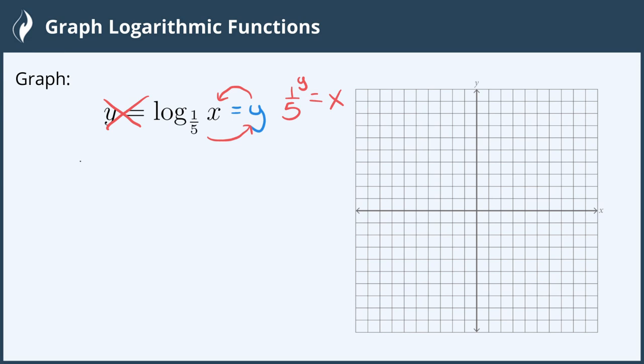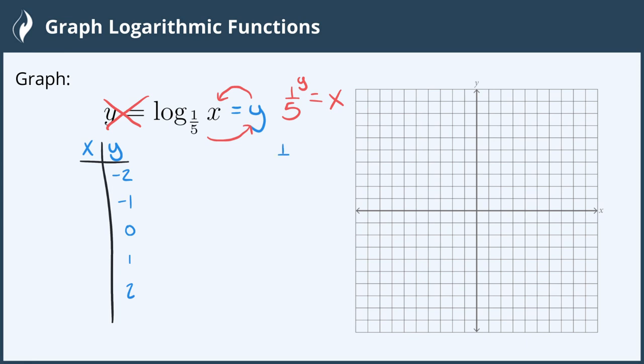This will help us make a t-chart so that we can graph our function. Typically, when making a t-chart of x and y, we will pick the x and solve for the y. However, in this case, it'll be much easier to pick the y and solve for the x. So let's go ahead and pick a couple of values, such as -2, -1, 0, 1, and 2. And then we'll solve for the x value.